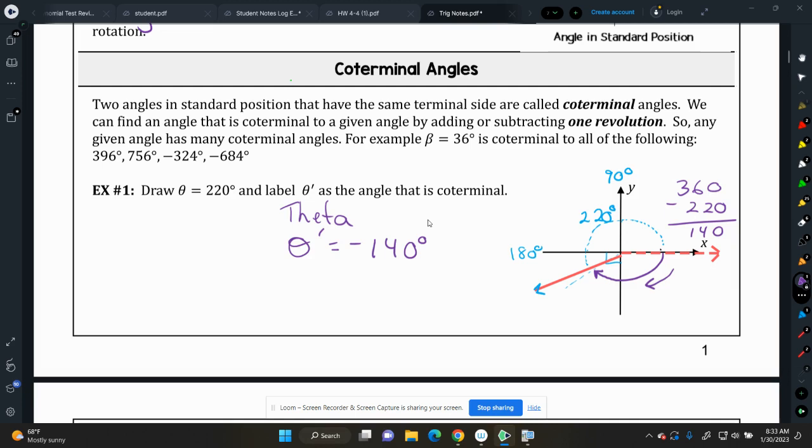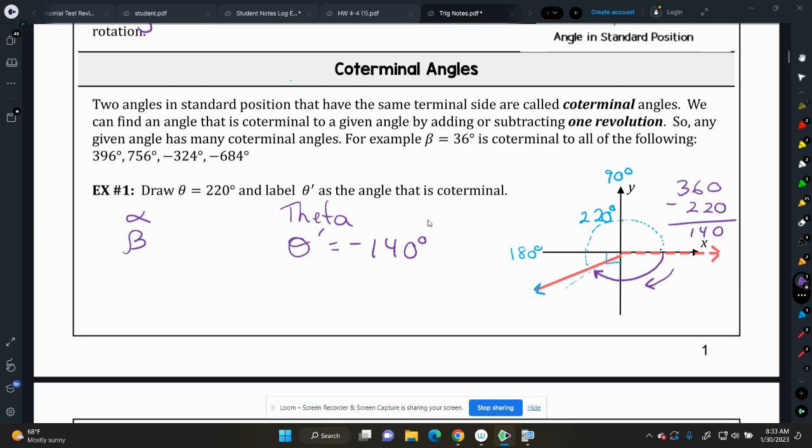Sometimes you'll see alpha, sometimes you'll see beta, right? They always use Greek letters. Alpha, beta. You won't see gamma, but theta is the most common.